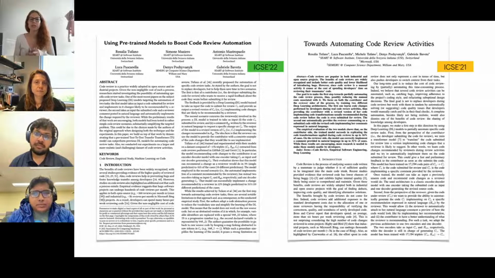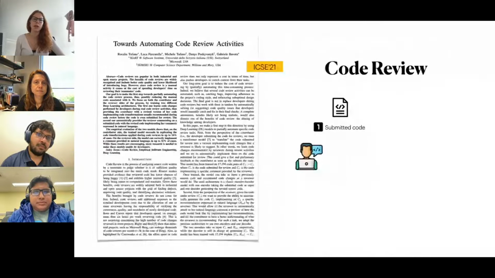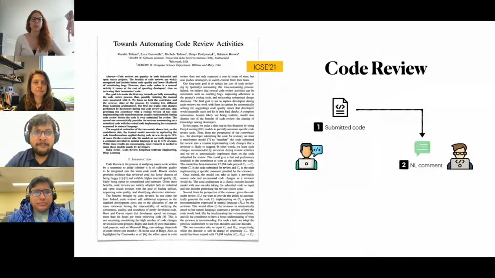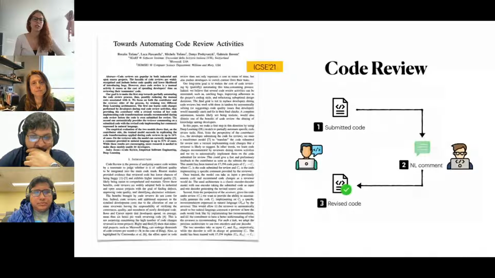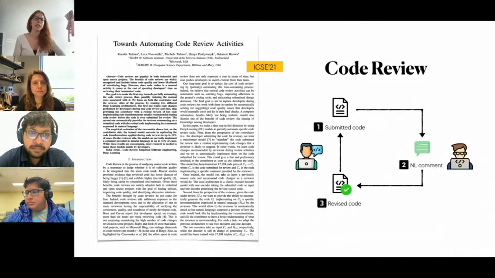Now, we can summarize the code review process in the following way. There is the contributor, who is the developer writing the code and submitting it for review. The code is reviewed by one or more reviewers who can recommend code changes in natural language. And then the contributor revises the code implementing those changes and creates a new version of the submitted code. And this process can be iterated several times until the reviewer is happy with the implemented changes.